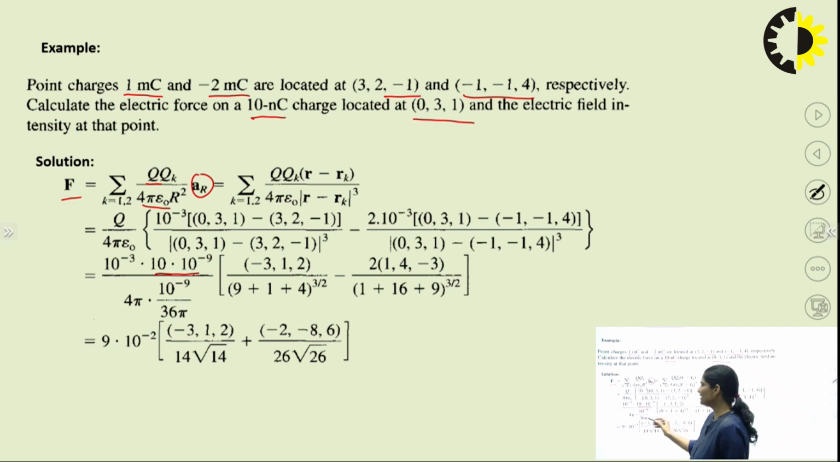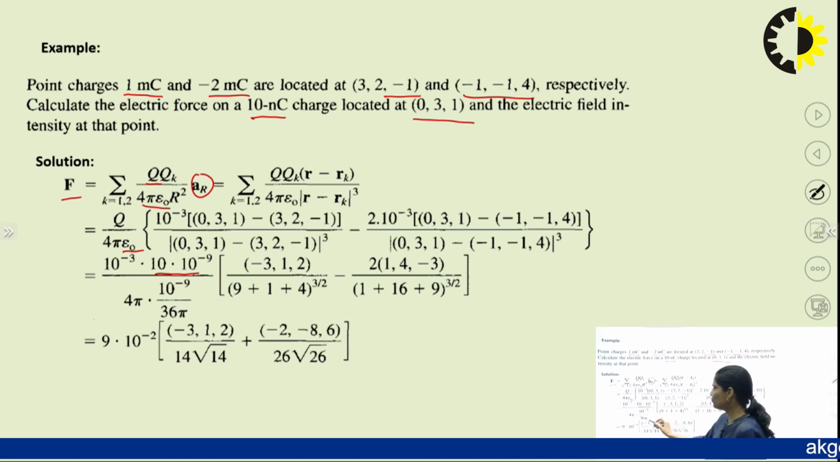Now put here the values. Now here you can put the value of epsilon naught. So put here 36 pi.